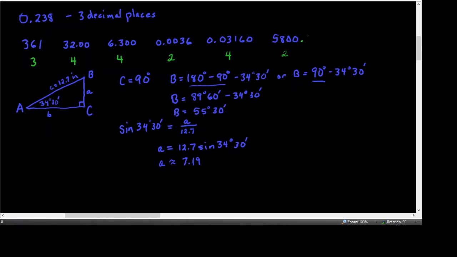Now, are we done with A? Oh, not quite. You have to look for the units of measure. And A, since it's a side length, will be in inches. So make sure you don't forget your units in the answer for the side length. Okay, so the only missing piece of information is side B. And think about what trig function you could use that would relate side B to the known side.